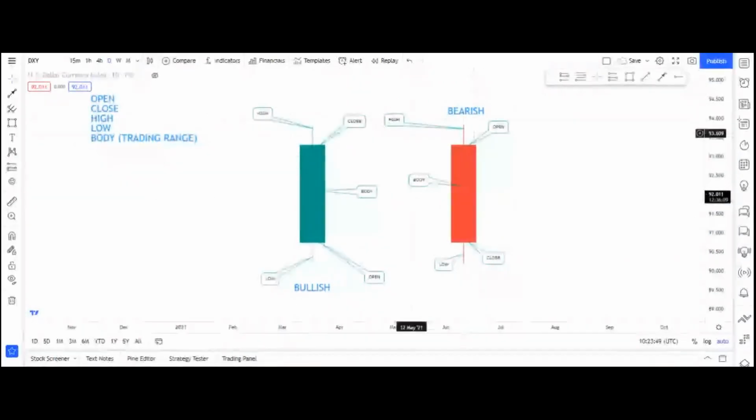Now, for a bearish candle, we have the high and the low, which is the same as the high and the low for the bullish candle, and the body remains the same. But what is different is the close and the open. So this is how candlesticks are, and I'll show you a chart in a few minutes to show you what to identify when you're looking for a candlestick.